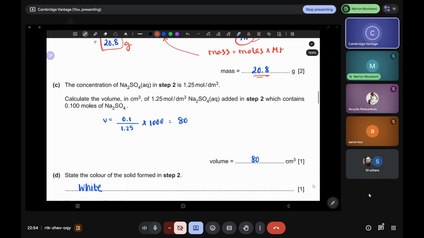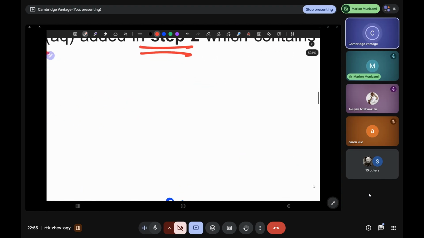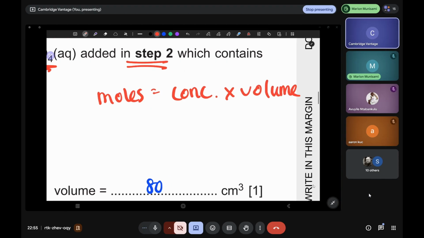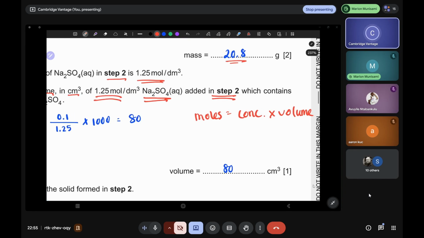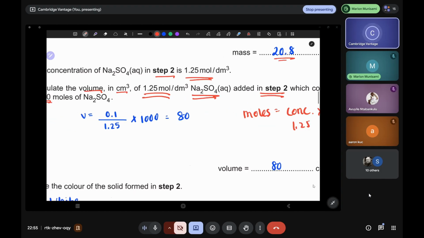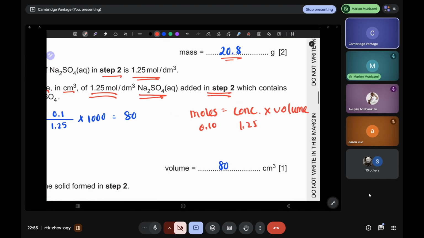Concentration of Na2SO4 in step 2 is 1.25 mole per dm cube. Calculate the volume in cm cube of 1.25 mole per dm cube Na2SO4 added in step 2, which contains 0.1 mole of Na2SO4. So this is again going to use another moles formula, which is moles is equals to concentration times the volume. So we have the concentration as 1.25. We have the moles given to us as 0.10.